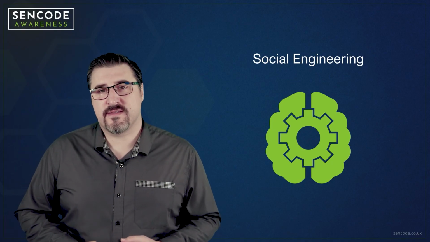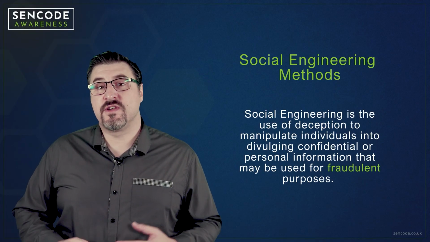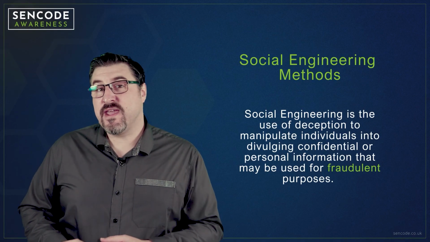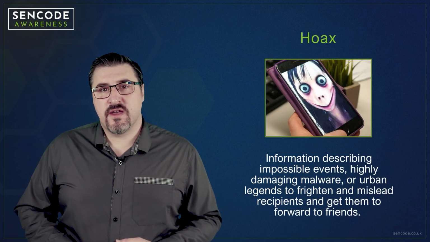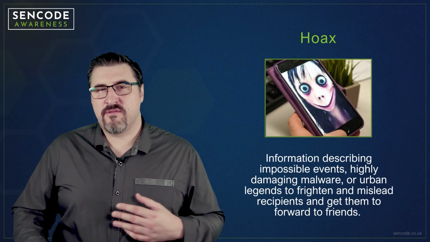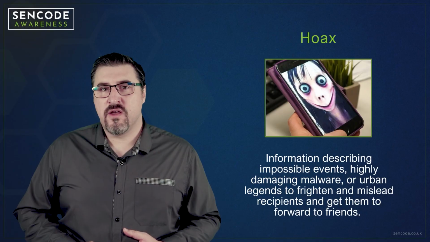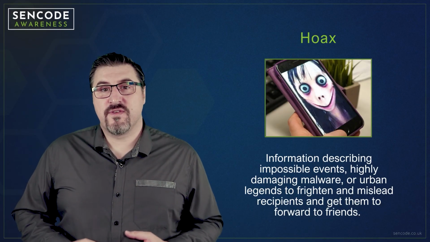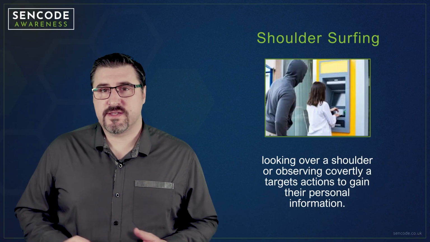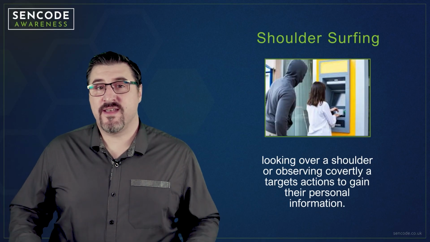Social engineering is the use of deception to manipulate individuals into divulging confidential or personal information that might be used for fraudulent purposes, and they may include the following. Hoax is a term that we're probably all familiar with, and in terms of cybercrime, are usually emails typically arriving in chain letter fashion that often describe impossible events, highly damaging malware, or urban legends. Their intent is often to frighten and mislead recipients and get them to forward to friends. Shoulder surfing, which is fairly self-explanatory, involves looking over a shoulder or observing covertly a target's actions to gain their personal information.